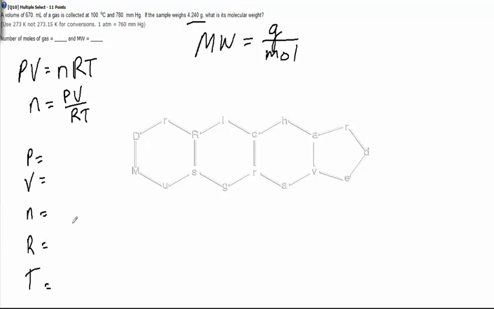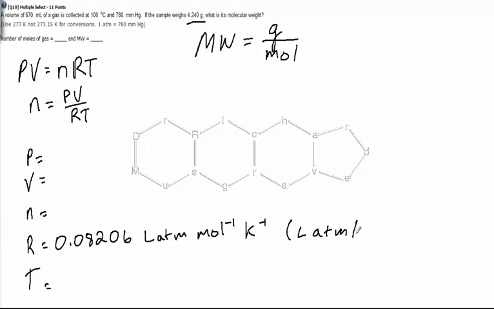Now I'll start off with R, and that's going to be 0.08206 liters atmospheres per mole per Kelvin. So the -1 here just means per. It could also be written as liters atmospheres per mole per Kelvin. That works as well. You'll see it in either of these forms.